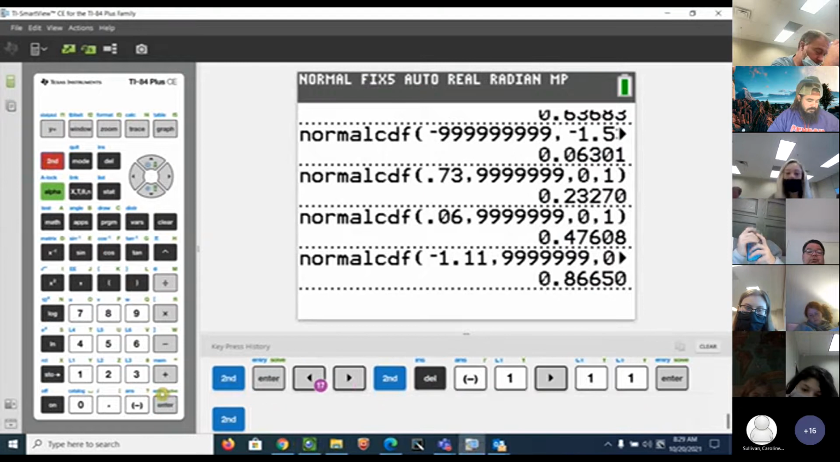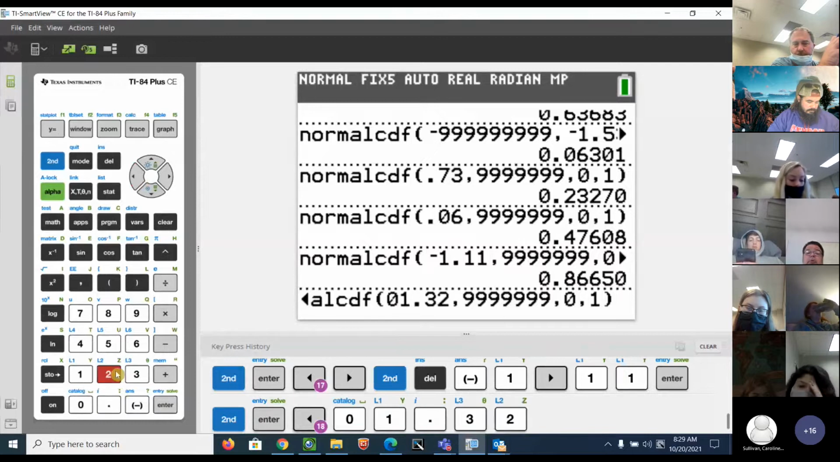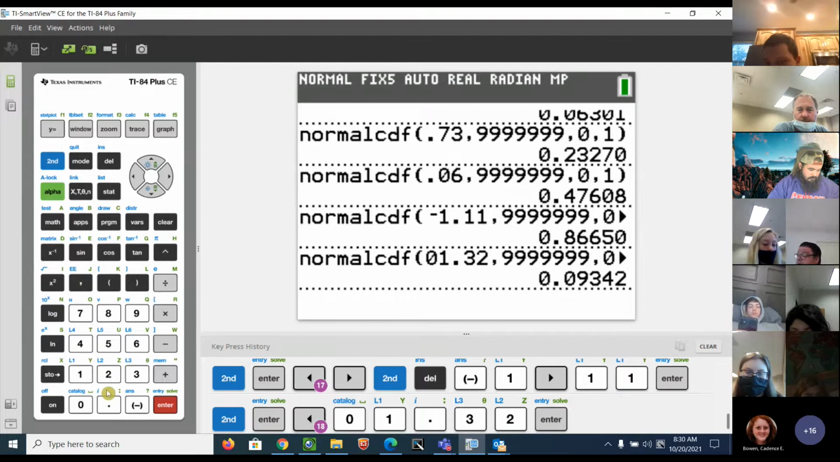Second entry. And I'm going to plug in 1.32. And enter. 0.0934. I was way off there, probably because I can't add very good. 0.934. And there. You put 0.1.32. I don't know if that matters or not.